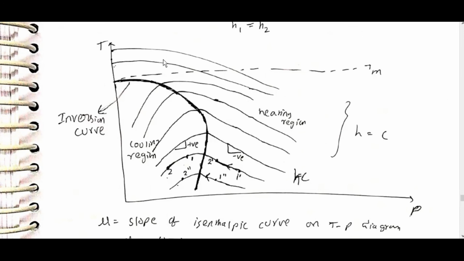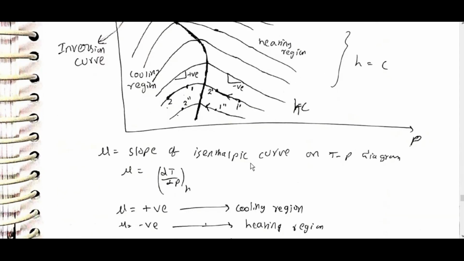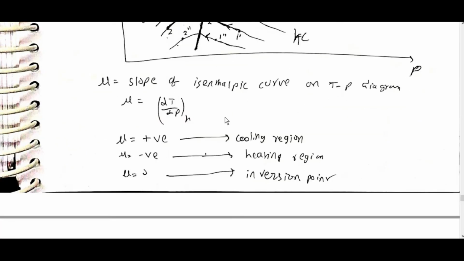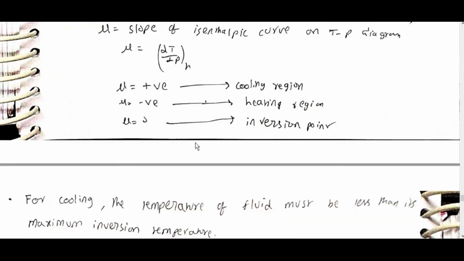On the T-P diagram, H is equal to constant gives the inversion curve, with a cooling region and a heating region, positive and negative. Mu is the slope of the isenthalpic curve on the T-P diagram, H is equal to constant. Mu is equal to dT by dP at constant enthalpy. Mu positive is the cooling region. Mu negative is the heating region. Mu equal to 0 is the inversion point.